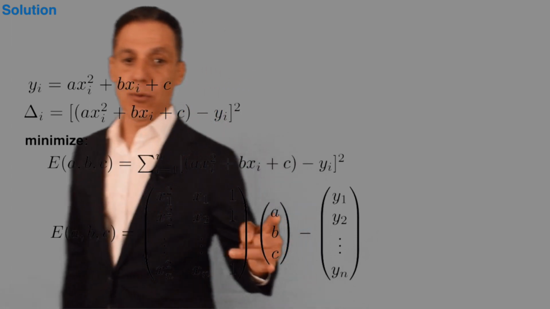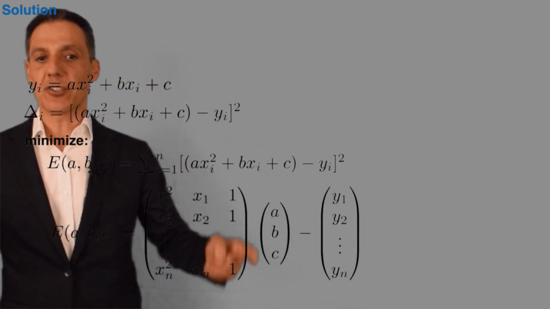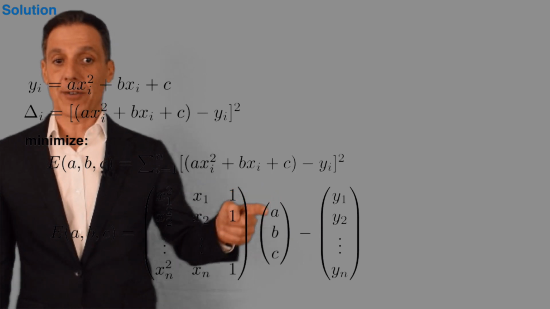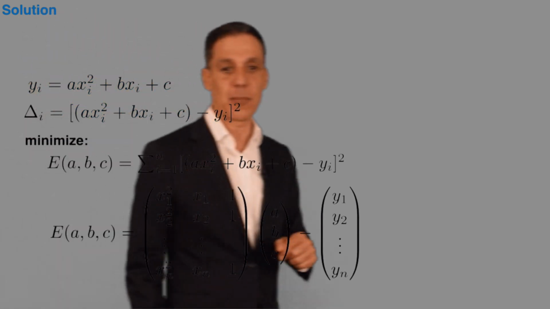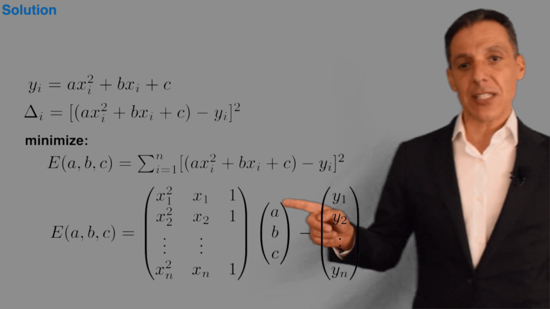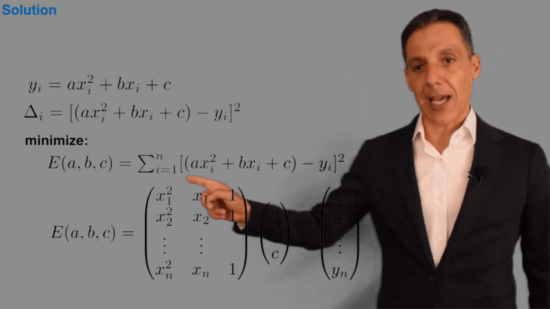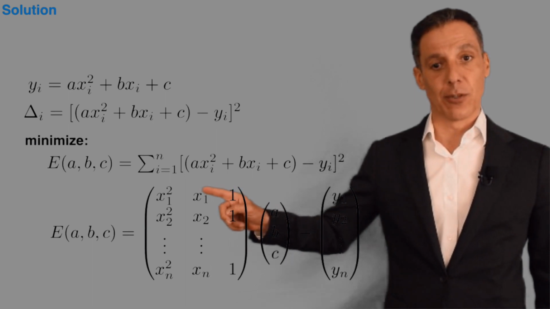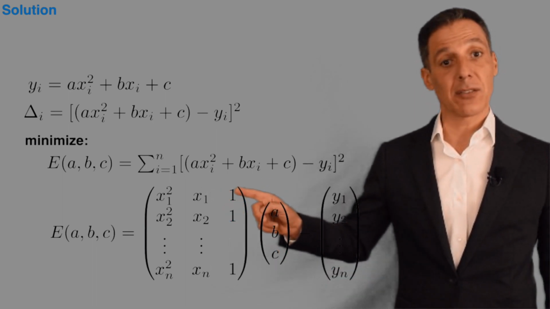Well, what are my unknowns? They're A, B, C. That stays unchanged. So we're going to have a vector now, not of slope and intercept, but the quadratic, the linear, and the constant term of the parabola. What is A, B, C going to multiply? Well, A multiplies the quadratic term, x squared. B multiplies the linear term, x, and C multiplies 1.